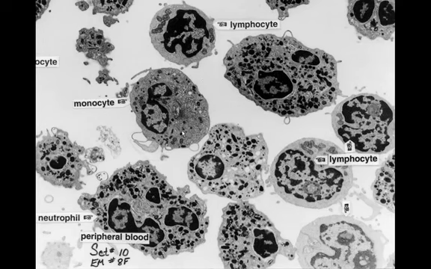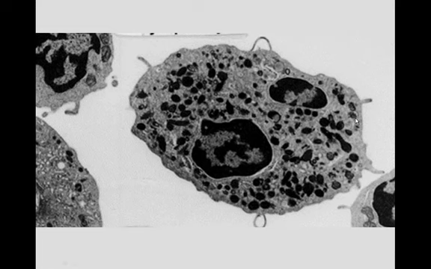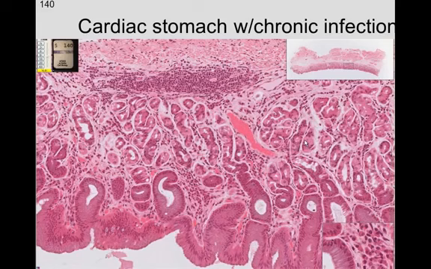A higher mag of that showing you the monocyte with all the organelles ready to make a macrophage. And then these cells are neutrophils. There's a neutrophil here, here, here, here. You can see the lobulated nucleus. And these three are lymphocytes. Even though they look round, they're really not round at all, as you can see. Here another one showing you the specific granules. The dumbbell-shaped granules are the specific granules in the neutrophil.